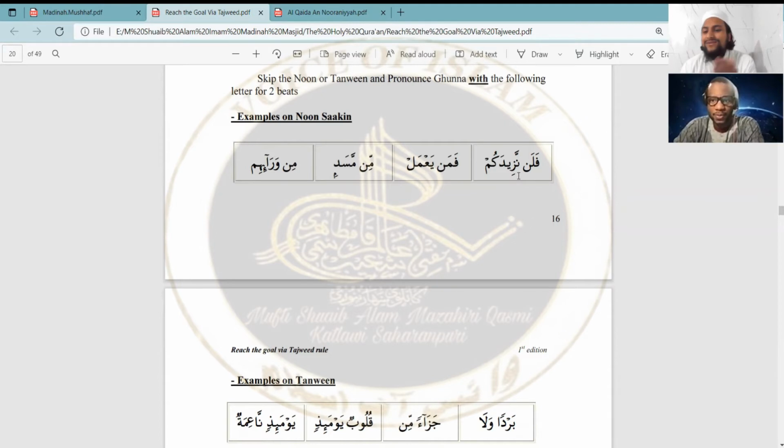Perfect. So there is also noon. Already there is noon after noon sakin. So we have to read noon, but we are not reading the first one. We are reading the next one, because the noon we have merged.